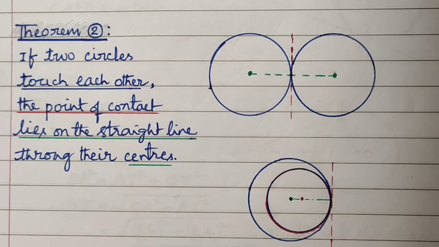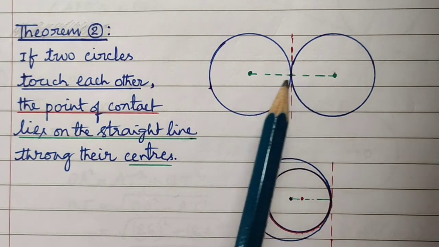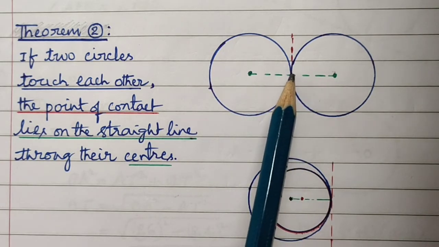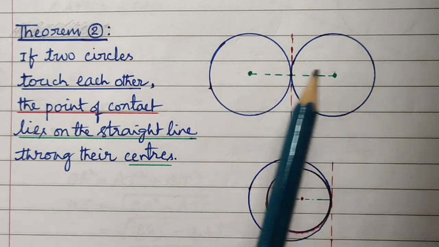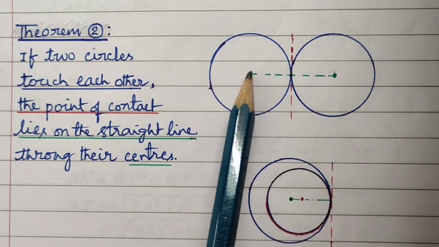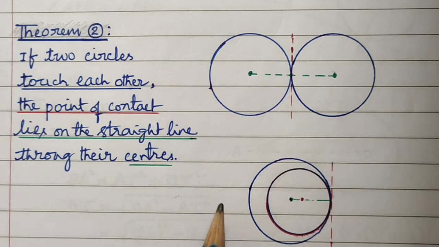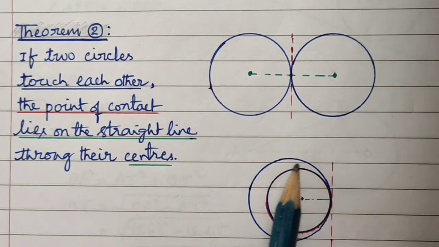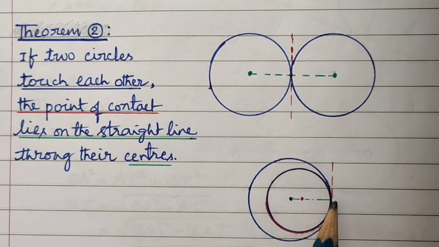If two circles touch each other, the point of contact lies on the straight line through the centers. When the two circles touch each other externally, the point of contact lies on the line joining the two centers of the circles. When the two circles touch internally, the point of contact lies on a straight line joining the centers of the two circles.